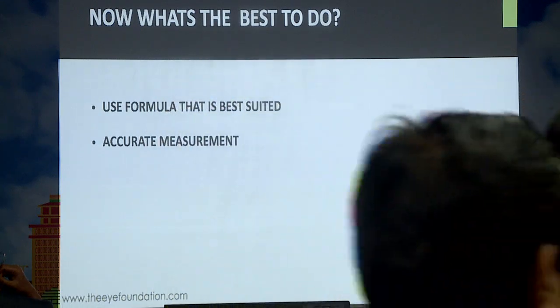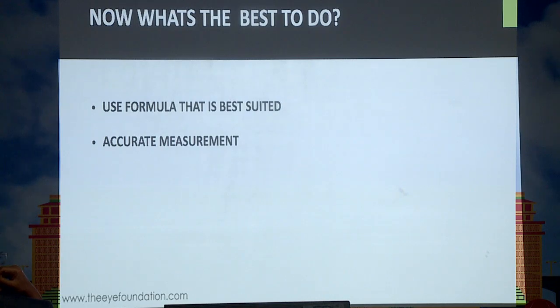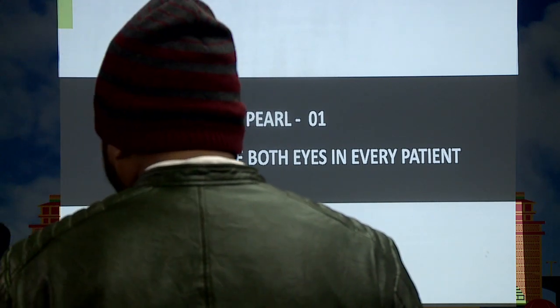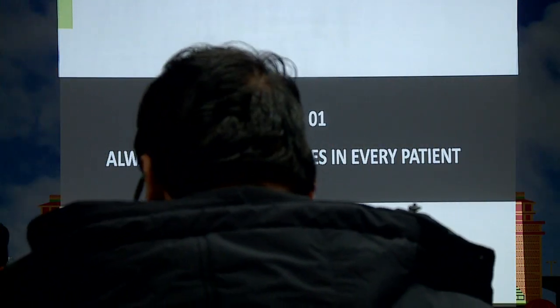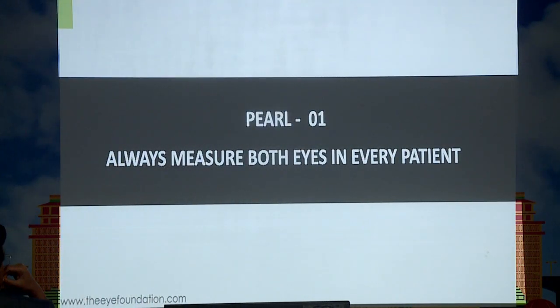So what do I do? I keep throwing so many options at you. Does it mean you keep typing in multiple formulas and then decide which is the most accurate measurement? Or you look at your results and choose which is the best and stick to that, by analyzing some 100 eyes. So it is most important that we consider these pearls.